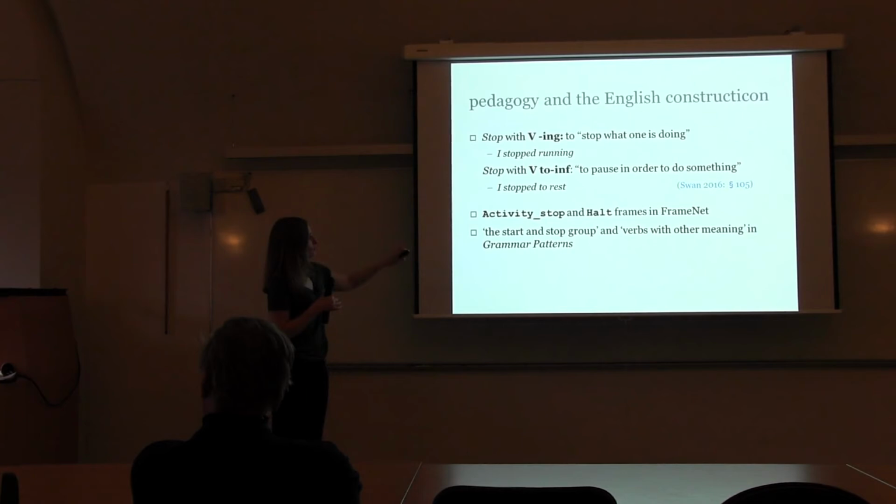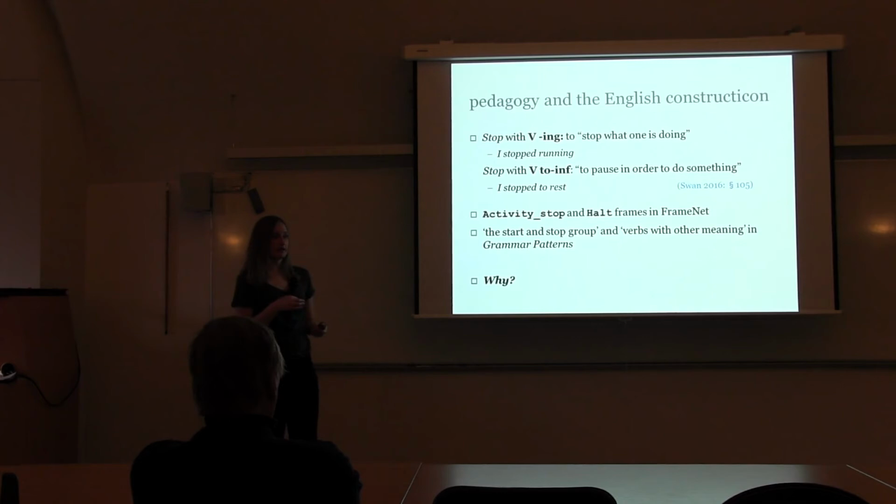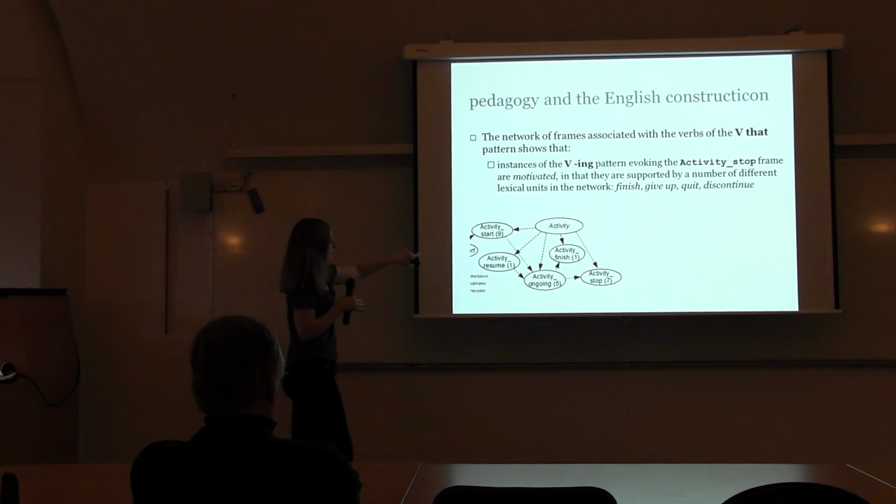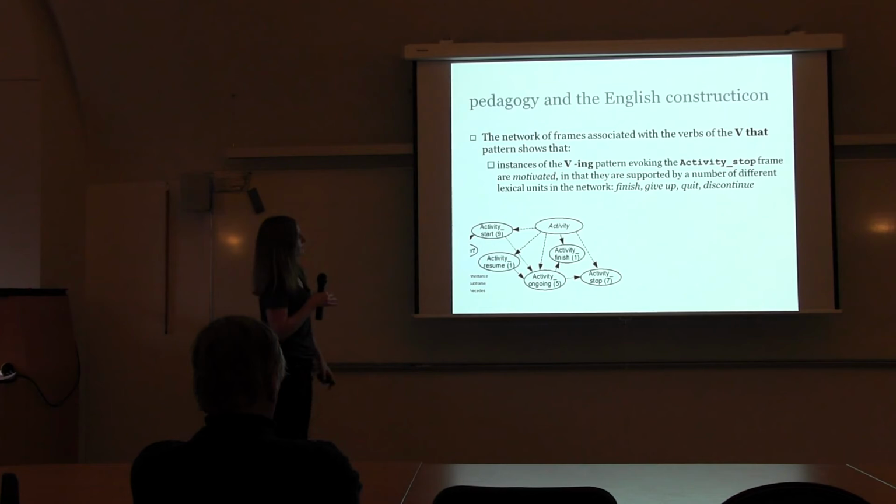And also grammar patterns puts them in different meaning groups, so it recognises the difference. But what we don't know is why. Now, once we start pulling together the V-ing pattern with the network of FrameNet, we start to be able to see motivation appearing. So this is just a little bit of the network of frames of aspectual verbs associated with the V-ing pattern.